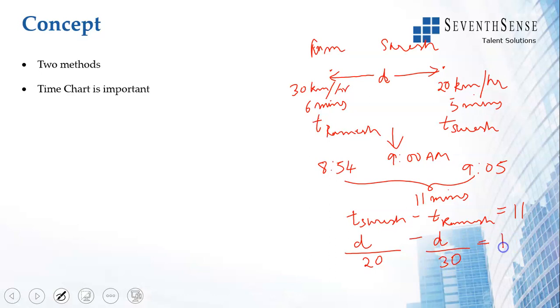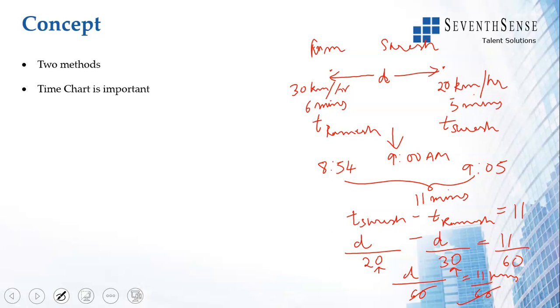Do not keep it as 11, convert that into hours. Because if speed is in kilometers per hour, distance will be in kilometers, so time should be in hours. Then you solve, and 60 is the LCM. (3D minus 2D) by 60 is equal to 11 by 60. D is 11 kilometers. That is the time chart method.